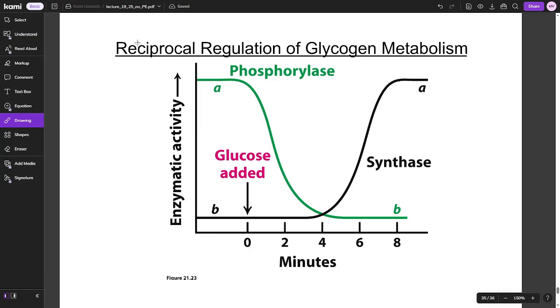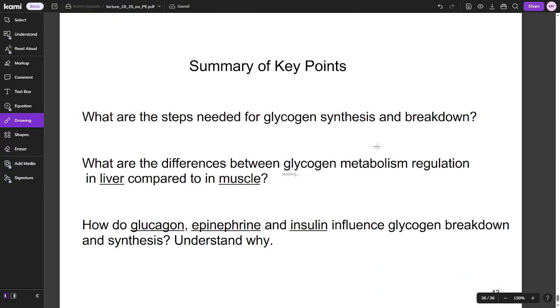And this is the idea of reciprocal regulation, like I said. Phosphorylase and synthase are affected by both glucagon and insulin, but the effects that these two have on them are inverse. So I would go through these key points here and try to understand how this works.